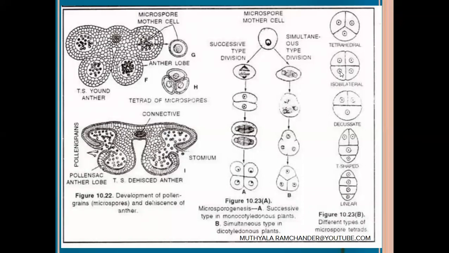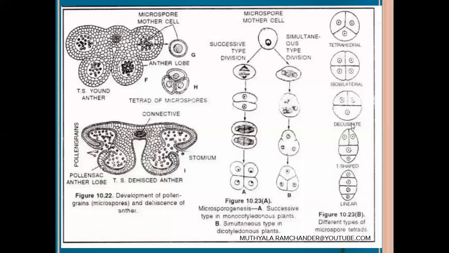See, four pollen grains or four microspores are formed at the end of the meiotic division. From these four microspores, two microspores are present at the upper tier and two microspores are present at the lower tier. They are similar in structure. This arrangement of microspores is called isobilateral arrangement. Another one is decussate arrangement.